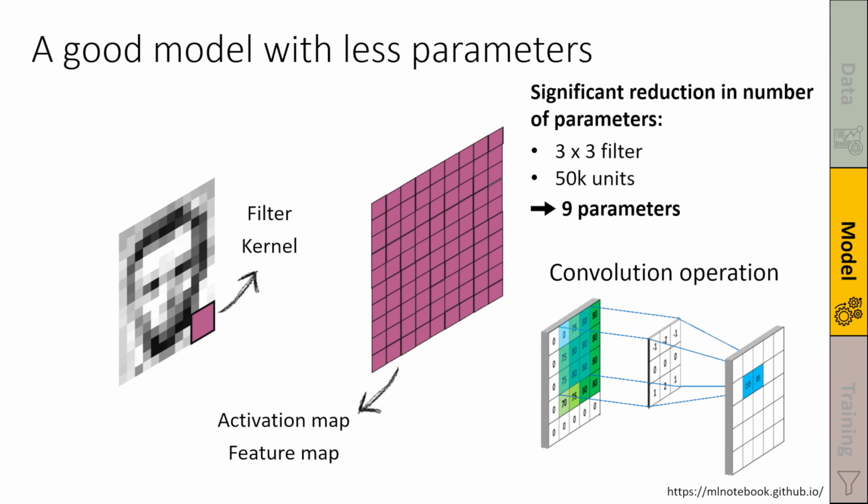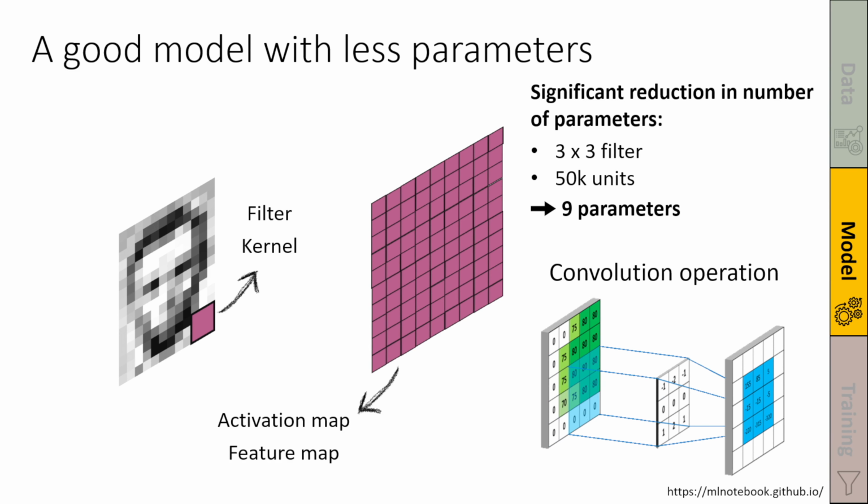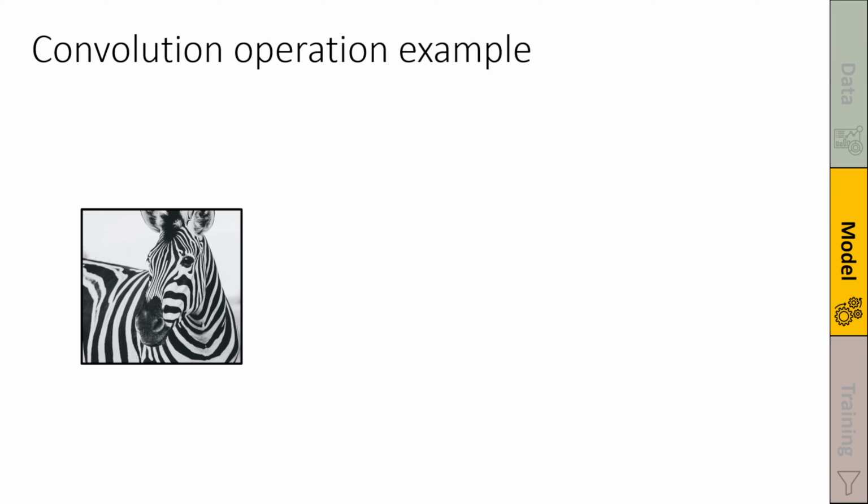So looking at local information paid off in terms of number of parameters, but also in terms of performing complex tasks. Convolutional neural networks perform very well and they dominated computer vision for a long time. So we have a model with fewer parameters that also performs very well. Now let's take a look at some examples of the convolution operation.